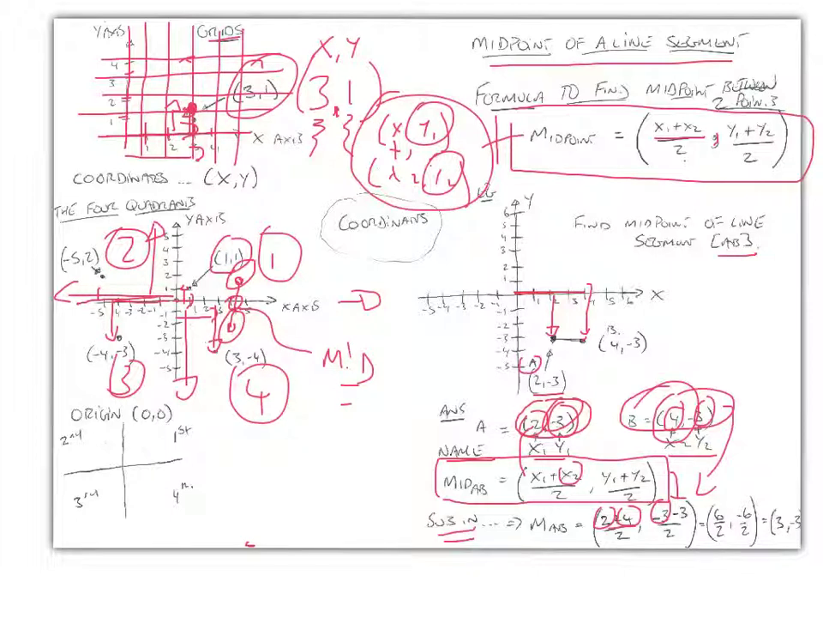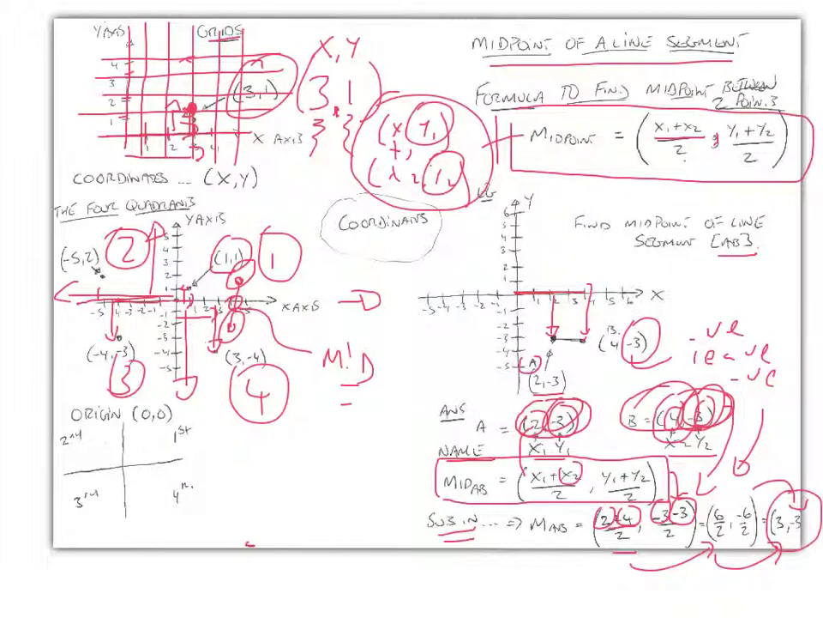So the formula says y1 plus y2, but if y2 is negative, then you leave it negative always. So it's minus 3 minus 3, okay? That's that value there. So when it's negative, leave it negative when you put it into the equation, okay? So that tells us that 2 plus 4 over 2 is 6 over 2, and that's equal to 3. And minus 3 minus 3 is minus 6 over 2, which is minus 3.